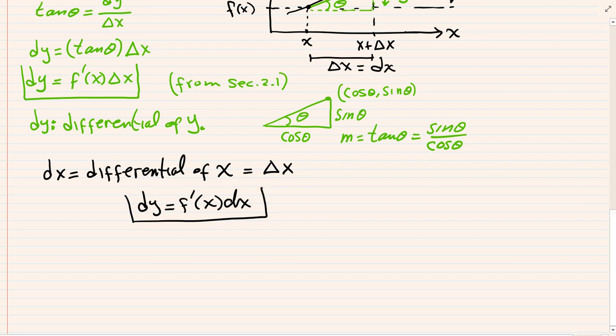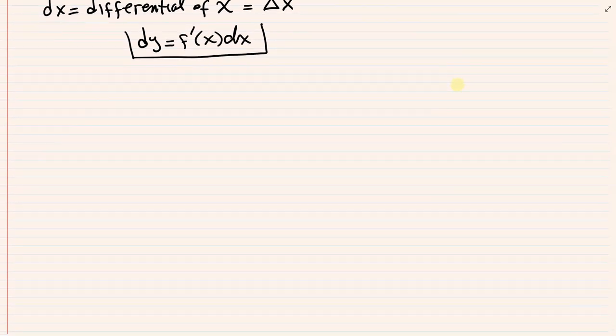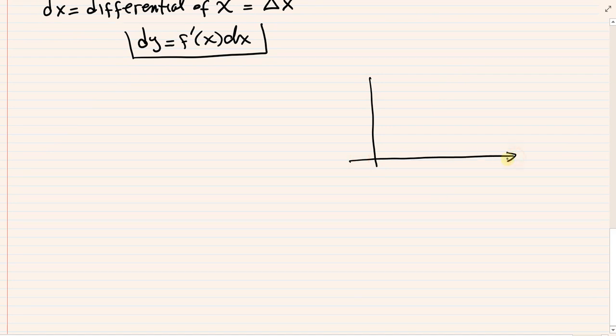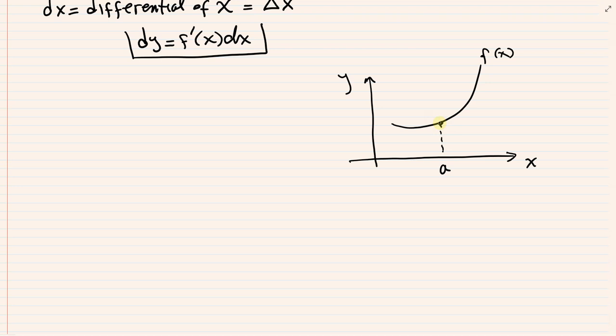Now, having done that, let's move on to the next idea in this section. Remember, I mentioned we're going to ultimately be able to approximate the value of functions using straight lines or linear functions. So let's say here's a function. This is f of x. Here's x, there's y. And suppose that you're at some point a here. And I would like to approximate the value of the function using a straight line at that point.